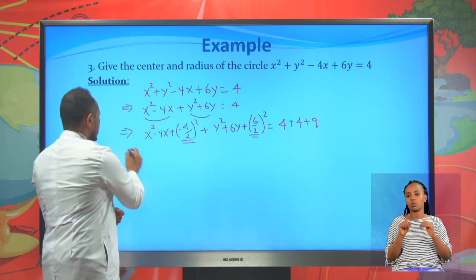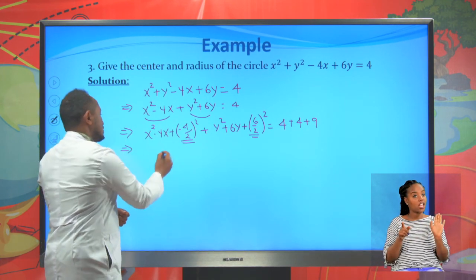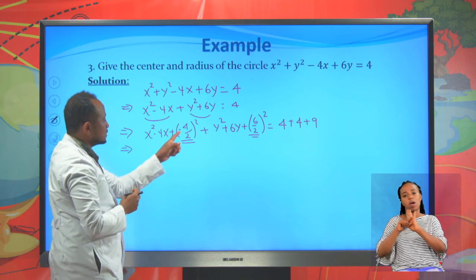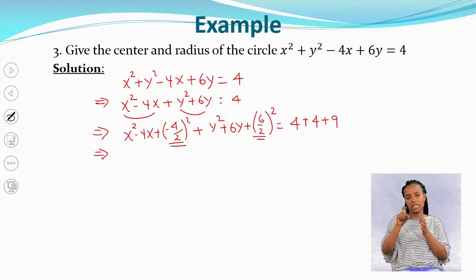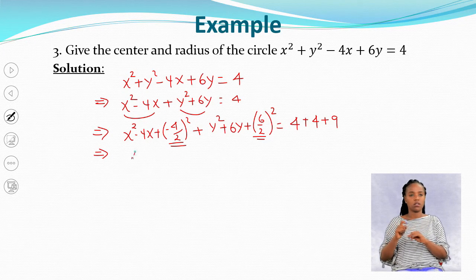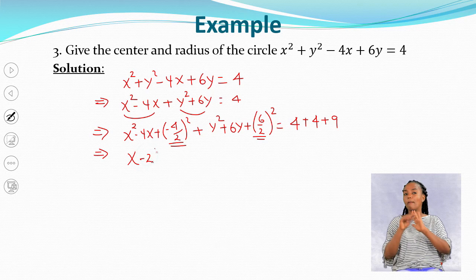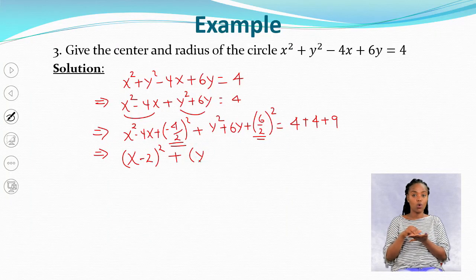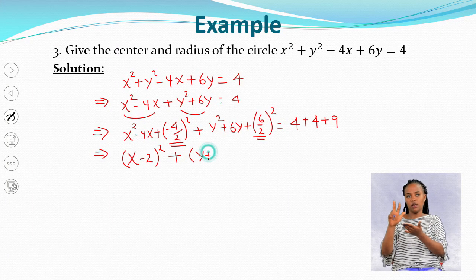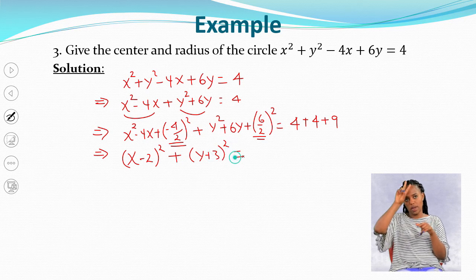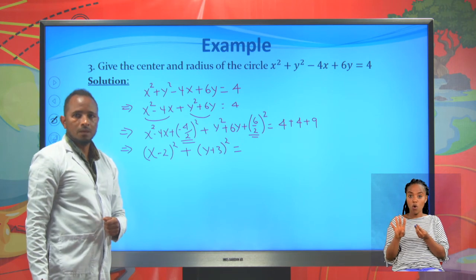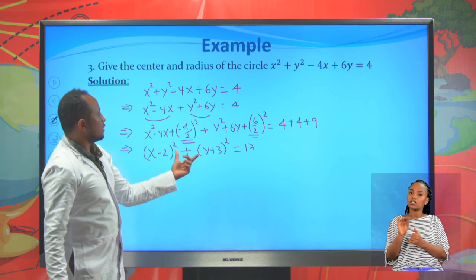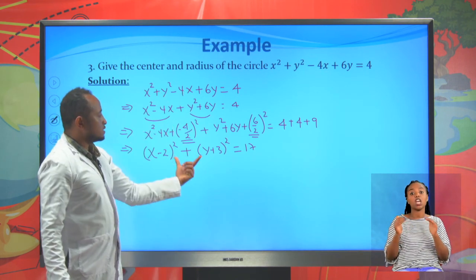Now this means it is a square of x minus half of the middle term, x minus 2. Therefore, you'll have (x - 2) the whole squared, plus (y + 3) the whole squared, equals 4 plus 4, which is 8, and 8 plus 9 is 17. So we have written the equation of the circle in this standard form.